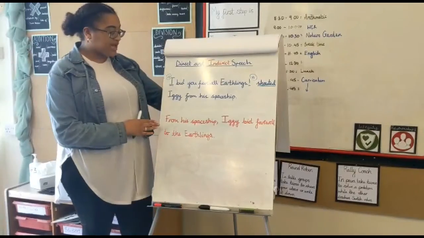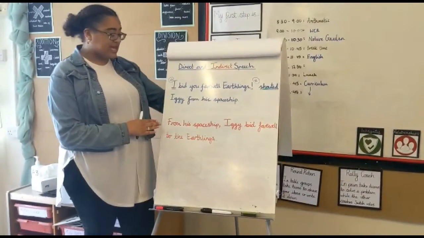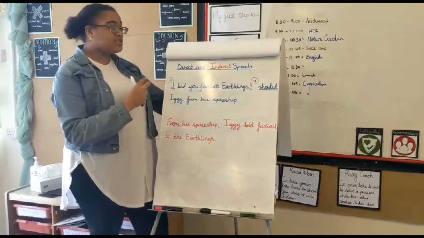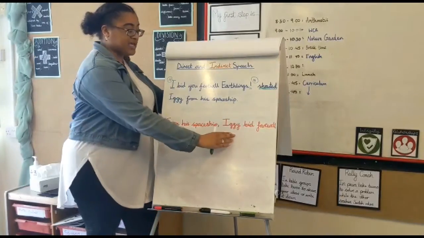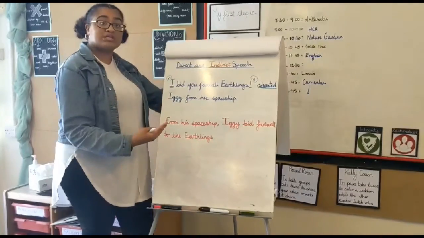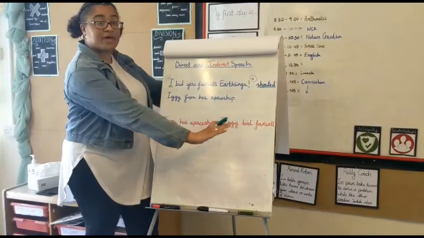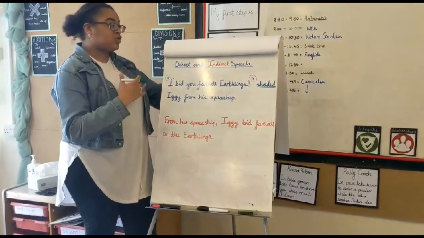So looking at our indirect speech, straight away I can see that there are no inverted commas at all. So that means we're not taking the direct quote from the character, which is Iggy, but we're still reporting the speech of what he said. So we still know that he's bidding farewell to the Earthlings, but it's not written in first person.